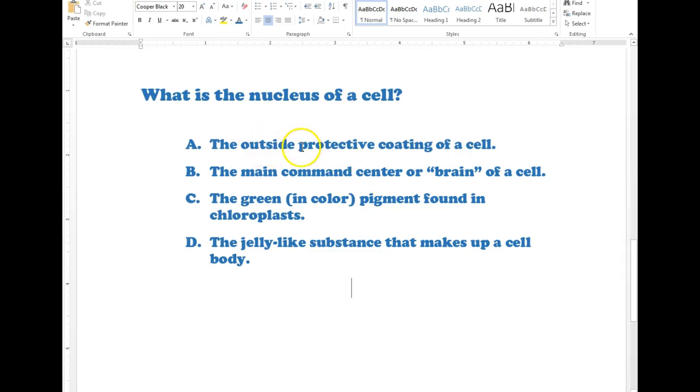I see outside here. Nope, that's out. I see command center or brain of a cell right here. And just by scanning through the rest, I see green pigment. Nope. Jelly-like substance that makes up a cell body. Nope. But you know what? Even without looking at A, C, and D, if I knew what a cell was and what parts of a cell are what, then I probably would have been able to pick out B right away without doing much process of elimination. But here's the thing.